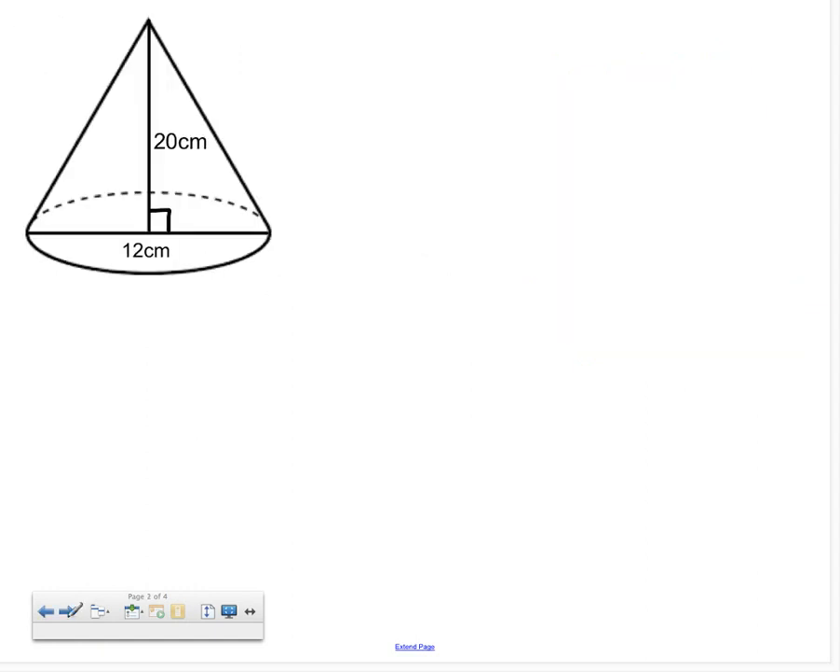So we have a basic cone here. We have a height of 20, clearly it goes from tip to the circle, so that is our height. Now in this case, they give us the full distance across the circle, from edge to edge through the center. However, we don't need that distance. All we need is the radius.